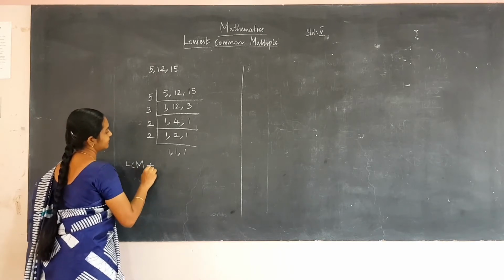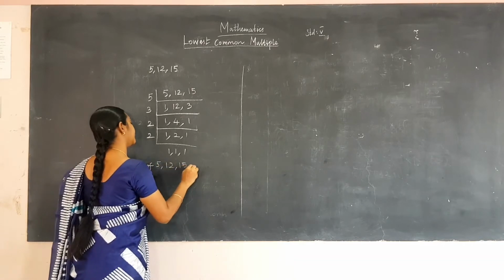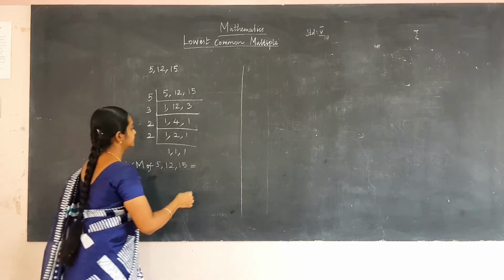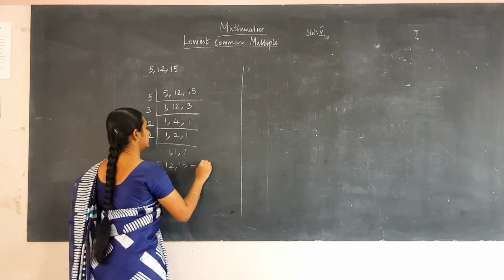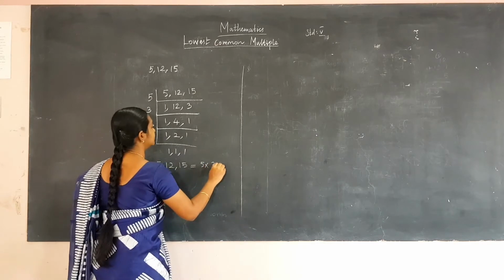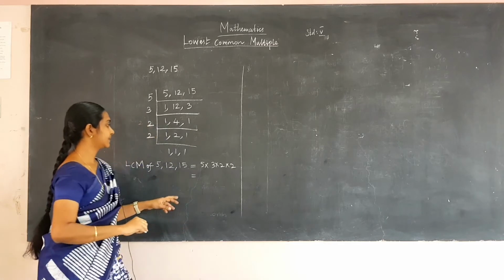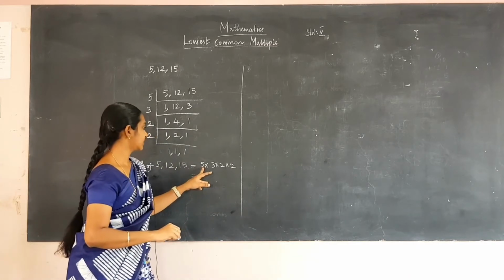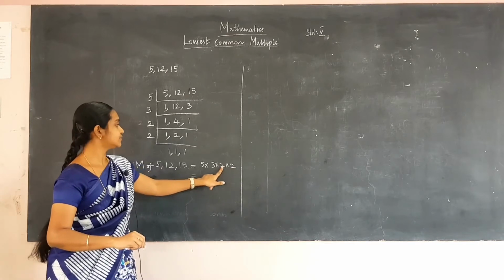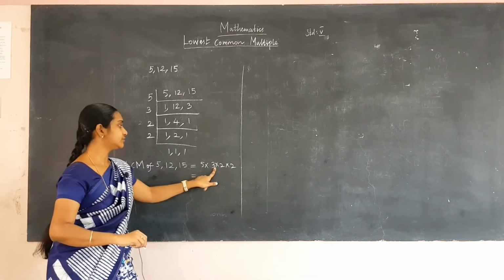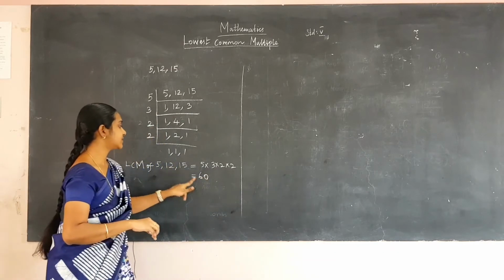LCM of 5, 12 and 15 is, you have to multiply all these numbers. 5 into 3 into 2 into 2. 5 into 2 is 10. 10 into 2 is 20. 20 into 3 is 60.